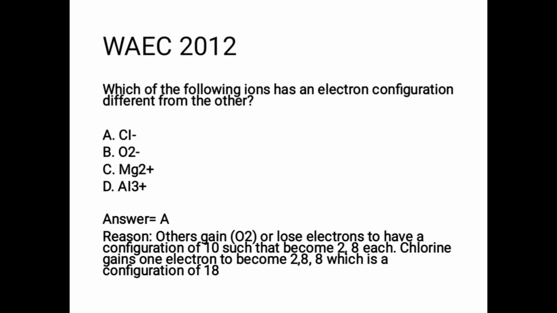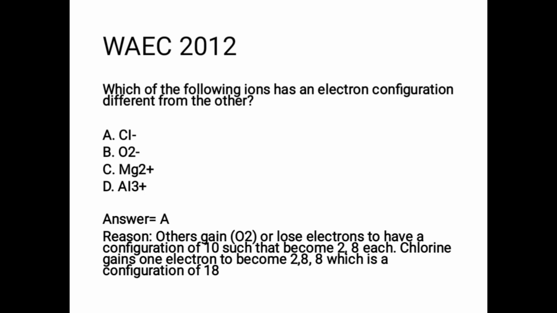Okay. Another one which I will look at is a question in WAEC 2012. I ask you to identify which ion has a different electron configuration. You observe that A is different. In A, for instance, chlorine has accepted one electron, and then it has become 2,8,8. Oxygen has accepted 1, that's 2,8. Magnesium has lost 2. It was supposed to be 2,8,2, but it has lost 2, so it becomes 2,8.